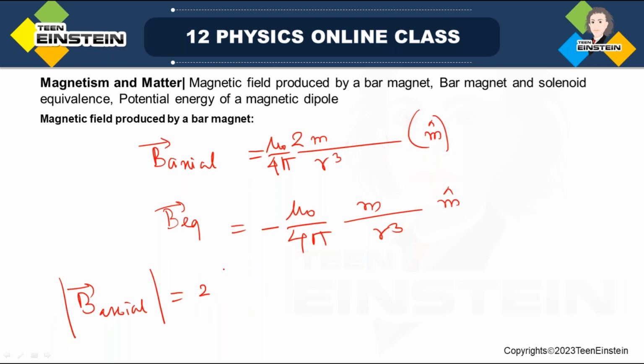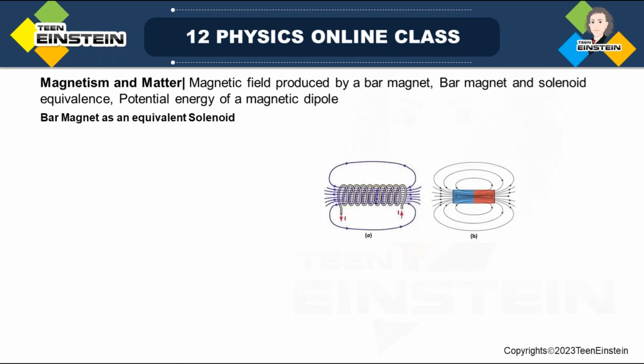Okay, so 2 times the equatorial magnetic field. Okay, all right, so we have seen how, in this case, this is actually completely analogous to electric dipole. That we have already seen and discussed in the previous chapter, the electrostatics chapter. Now what we will see is the bar magnet as an equivalent solenoid. Bar magnet and solenoid are actually equivalent to each other.